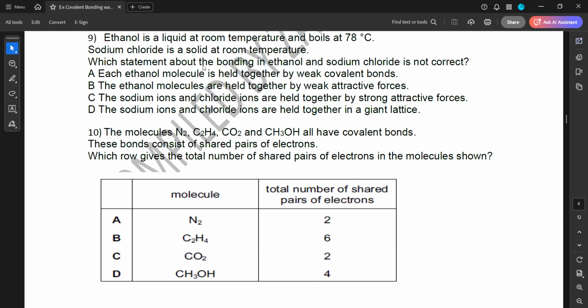So ethanol is a liquid at room temperature, which boils at 78. Sodium chloride is solid at room temperature. It's an ionic compound. Which statement about the bonding in ethanol and sodium chloride is not correct? Each ethanol molecule is held together by a weak covalent bond. Between the molecules, there is no covalent bond. That's why this statement is wrong. So for question 9, A is the right answer, because we are looking for the wrong statement.